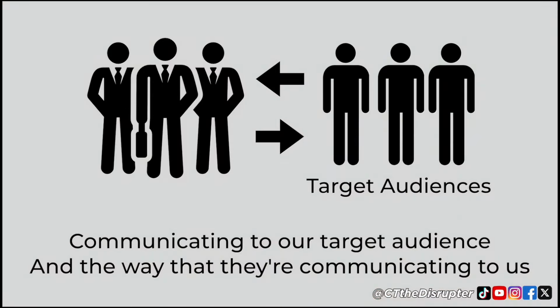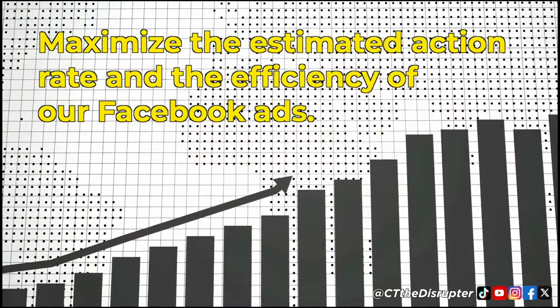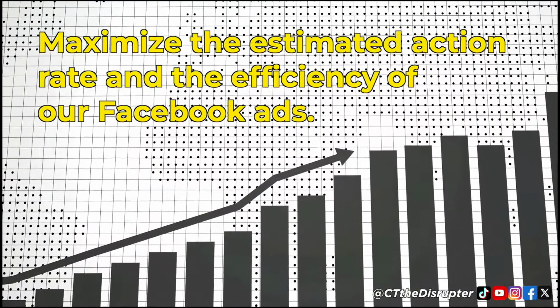But we're gonna get 20 and then go to another tool to validate all of those for click-through rate and search rate and make sure that we're actually communicating to our target audience and the way that they're communicating to us so we can maximize the estimated action rate and the efficiency of our Facebook ads.